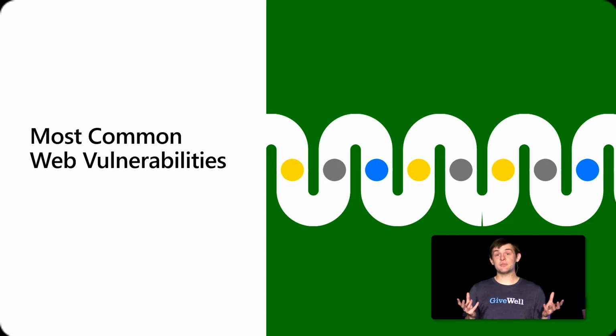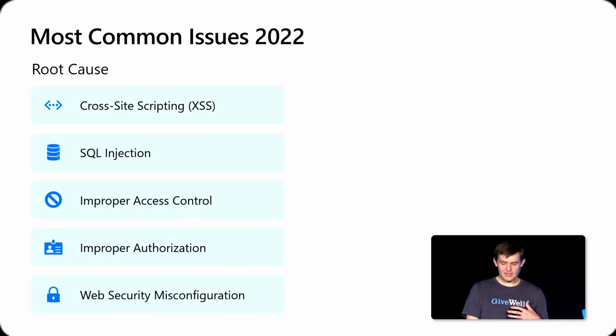Through these bounty programs, we get a lot of really great data, a lot of insight through our researchers into what are some of the most common vulnerabilities we see. And so here are the top 5. These are the top 5 over the last year issues that we saw through our cloud bounty programs.